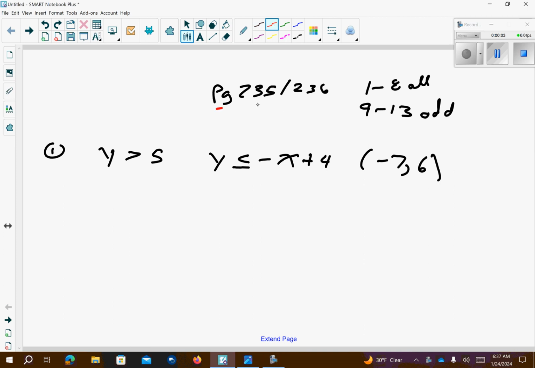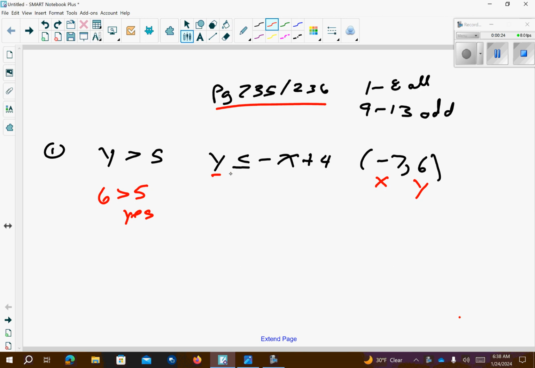SCP Algebra 1, we're going to go over page 235 and 236, 1 through 8, all, and then 9 through 13, odd. So the first thing we want to do is verify if this point is part of the solution. So we're going to take this x and y and plug it in. The first one, I can just plug the y value in. So 6 is greater than 5, so yes, it works there.